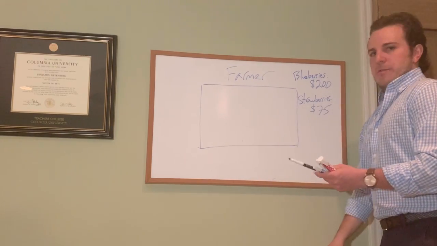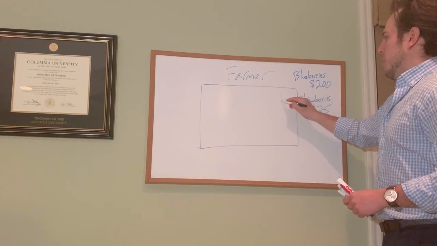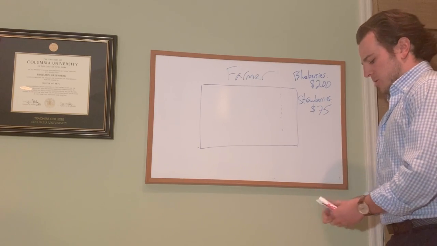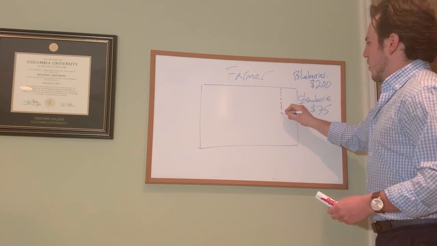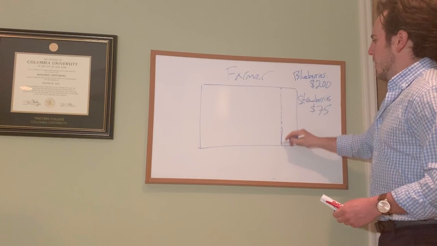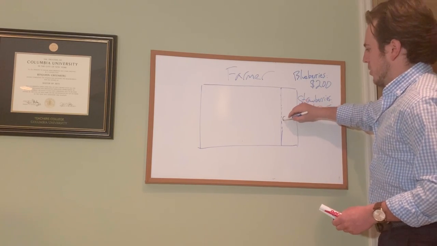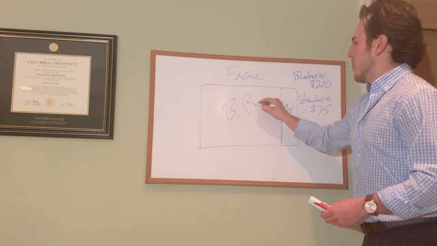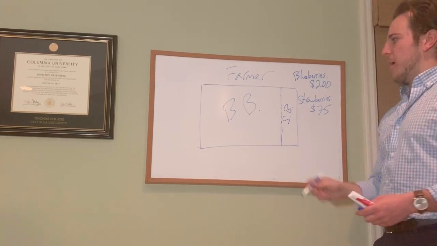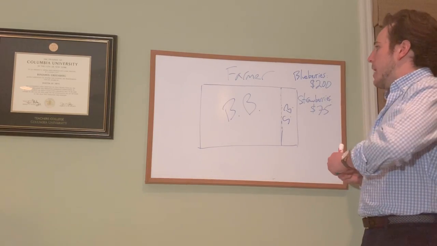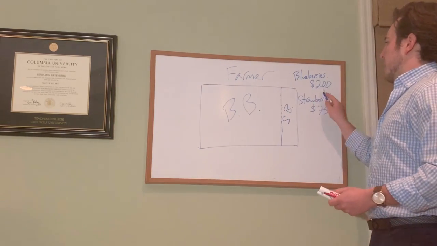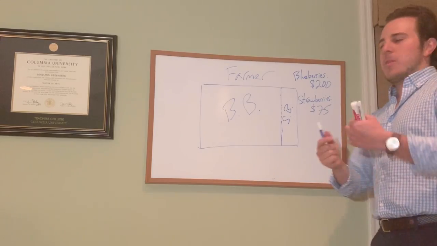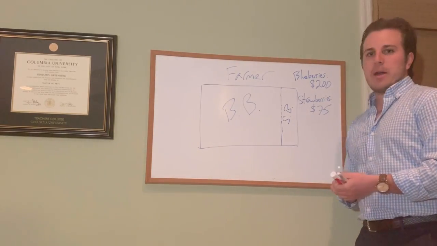Well, it's pretty intuitive, isn't it? This farmer is probably going to split his or her farm like this and produce strawberries over here and blueberries over here, like 90% blueberries, 10% strawberries, right? Why? Because the farmer would rather make $200 a barrel for the berries than $75 a barrel for the berries, right?